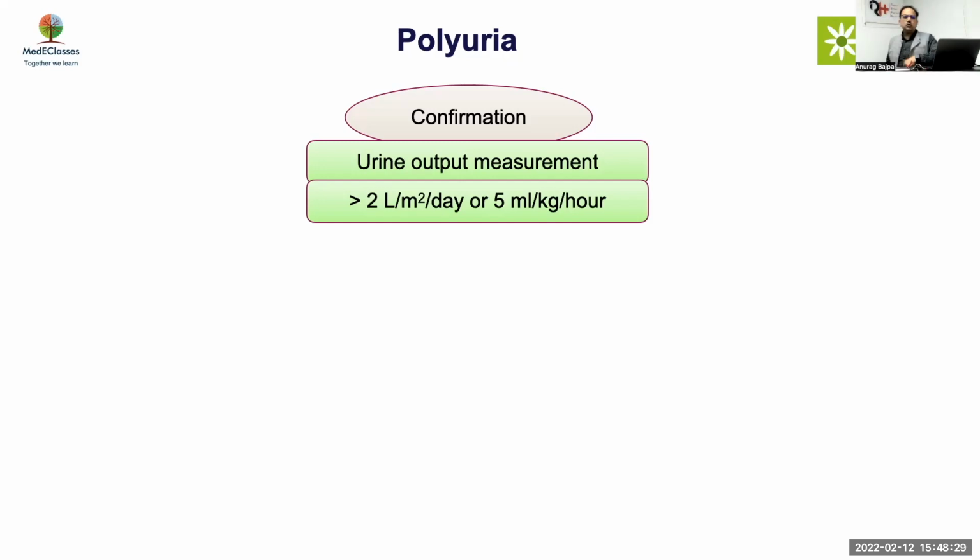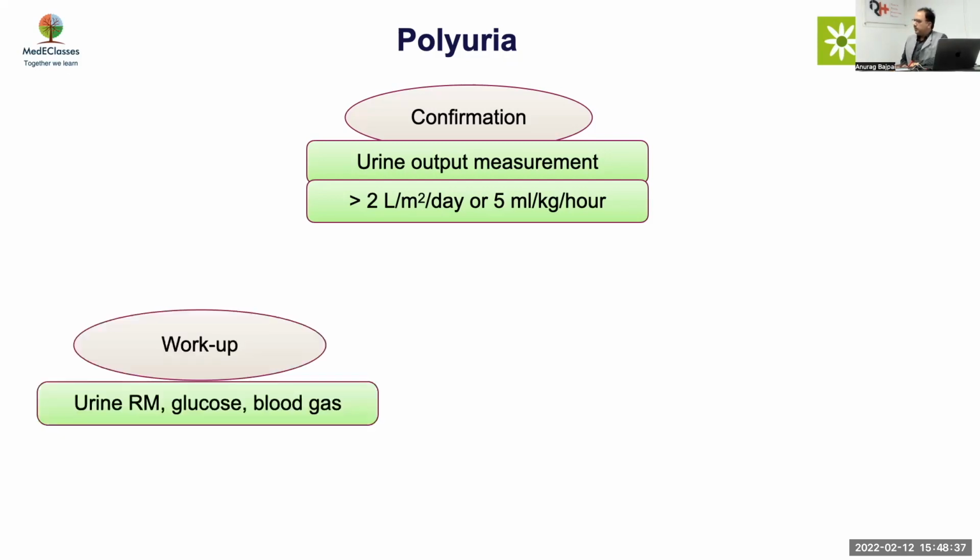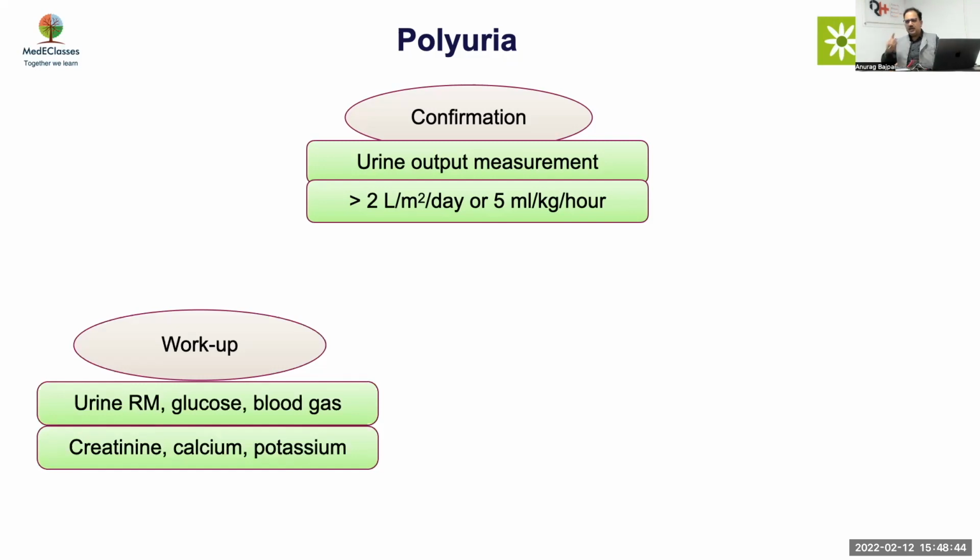But generally, if you say 2 liter per meter square per day, which is quite significant, in this case, it was 5.5 liter per meter square. So it's very high. You won't miss it. The basic workup is just to exclude infection, hyperglycemia, and RTA at the first level. Then these three, I said creatinine, calcium, potassium. So hypercalcemia, hypokalemia, renal dysfunction becomes important, and blood gas, very important.